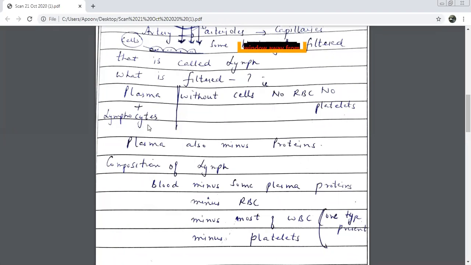Only which WBCs will be filtered out? Lymphocytes. Only one type of WBC, and minus platelets. Minus everything and nothing will come out. Larger plasma proteins will not be filtered, RBC will not be filtered, almost all WBCs except one will not be filtered, and even platelets will not be filtered. That means only two things are filtering out. One is plasma, and second is one type of WBC, and that is lymphocytes. So when I talk about composition of lymph, it is blood minus large proteins, minus RBCs, minus WBCs except one, and minus platelets.